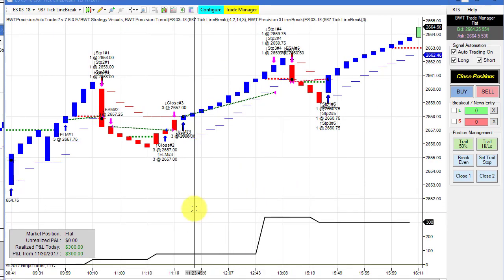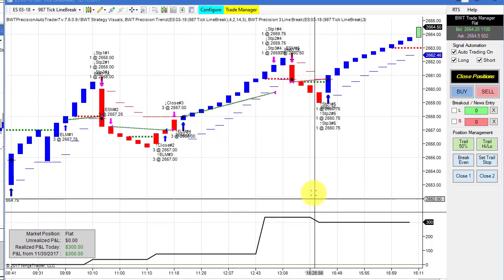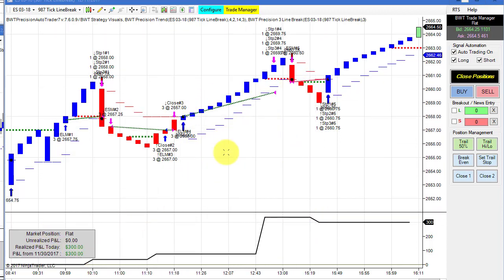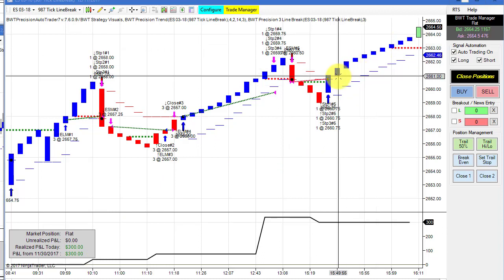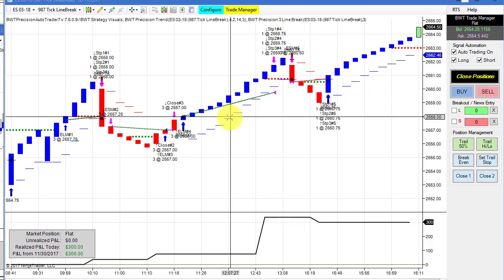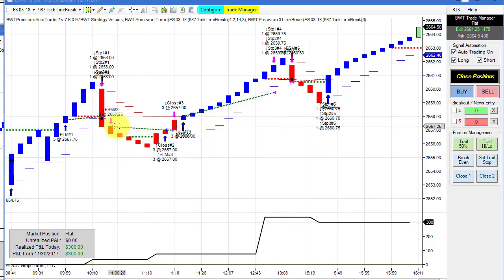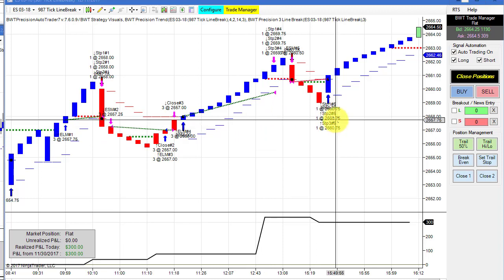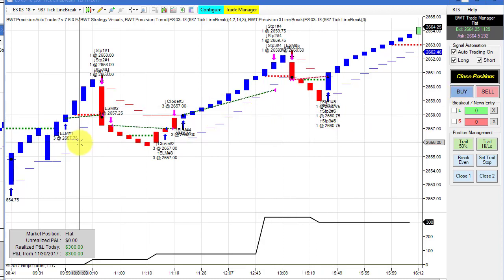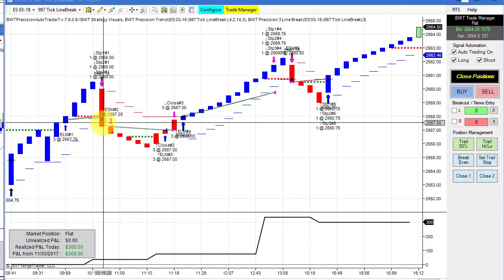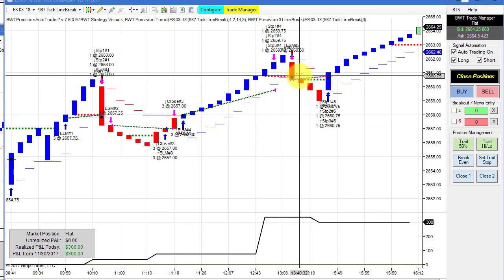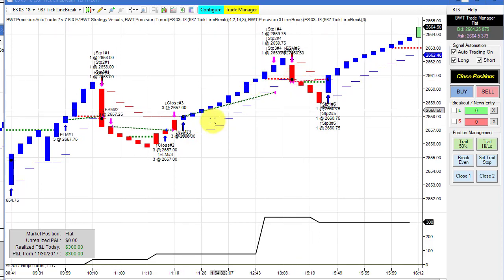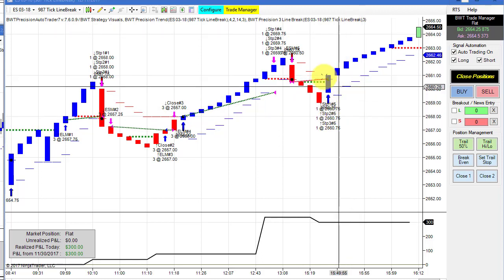The E-mini S&P on a 987 tick line break. This did $300 for the day. We didn't get filled here because it missed our limit order. So these trades are basically a limit order at the close of the bar, usually the close of the bar following the line break. So we probably didn't get a pullback right here at the close of the bar and didn't get filled. Otherwise, we would have had a nice run into the close.